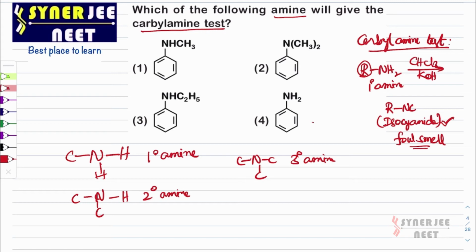So if you look at the first one, here nitrogen is attached to 2 carbons, so it is a secondary amine. Second option, nitrogen is attached to 3 carbons. Therefore, it is a tertiary amine. Third one, nitrogen is attached to again 2 carbons and it is also a secondary amine. Fourth one, as you see, nitrogen is attached to 2 hydrogens and only 1 carbon, so it is called a primary amine. Only primary amines will give the carbylamine test. Therefore, the right answer for this question is 4.